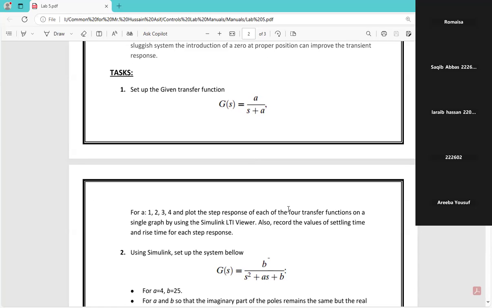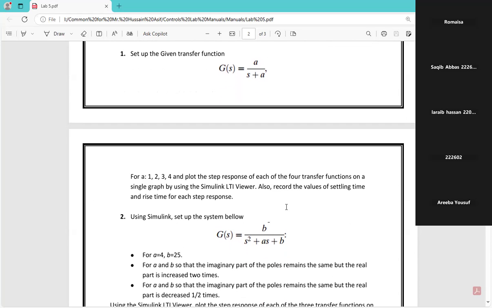Then you are going to do the step response. You have to plot the step response for each of the transfer functions. And how are you going to do that? You are going to use the command ltiview. Ltiview. If I can write this over here, just a second.